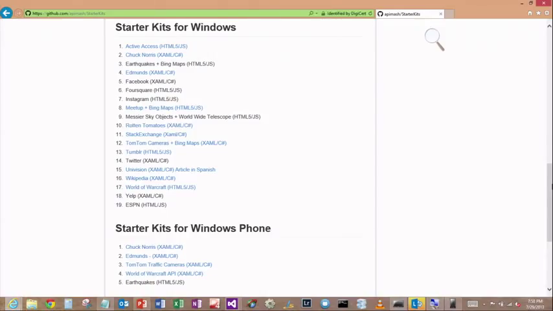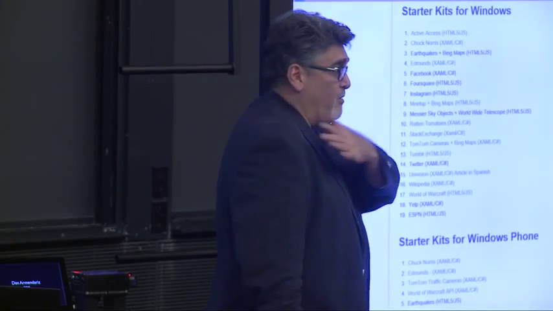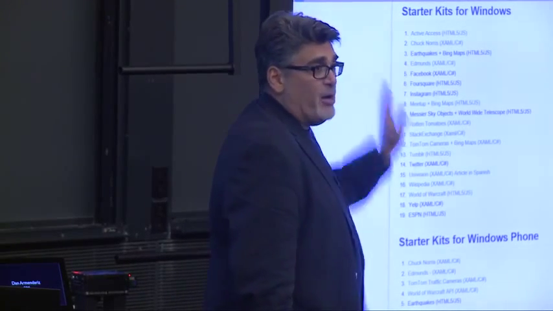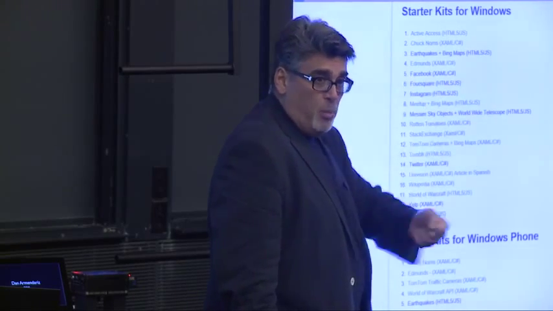But we've got Active Access, a Chuck Norris starter kit, Earthquakes and Bing Maps, Edmunds, Facebook, Foursquare, Instagram, Meetup, Messier Sky Objects, Rotten Tomatoes, Stack Exchange, Tumblr, Twitter, Univision, Wikipedia, World of Warcraft, Yelp, and ESPN. So these are all functional Windows 8 apps with the code. And everything I showed you, that's the pattern they're all using. That whole open data API, call, deserialize, bind to the UI.